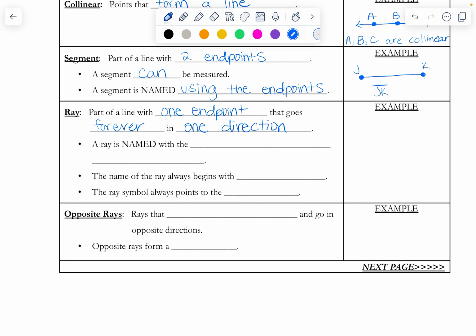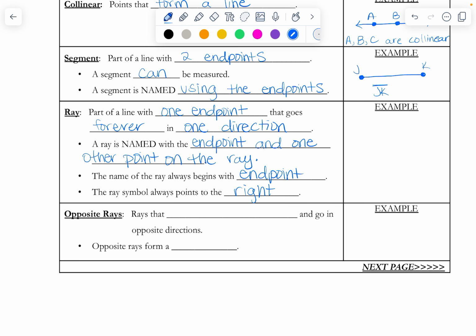A ray is named with the endpoint and one other point on the ray. Might have to go over our line a little bit. That's okay. Another point on the ray, okay? The name of the ray always begins with the endpoint. That's important so that we know where the endpoint is. And the ray symbol always points to the right when you're labeling a ray.